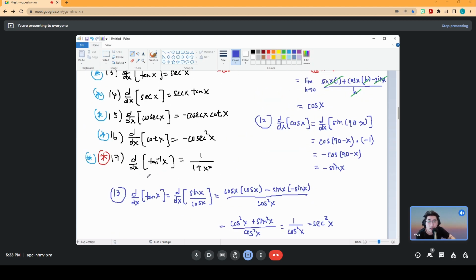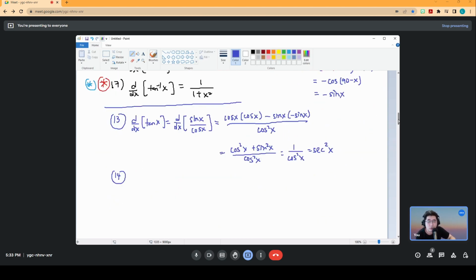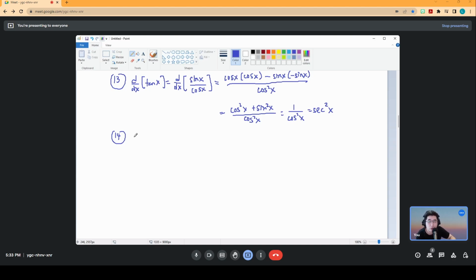Number 14, we differentiate the secant. So d/dx of secant x. We can write it in the form of 1 over cos. We can use the quotient rule if we want to, since this is in the form of a fraction.